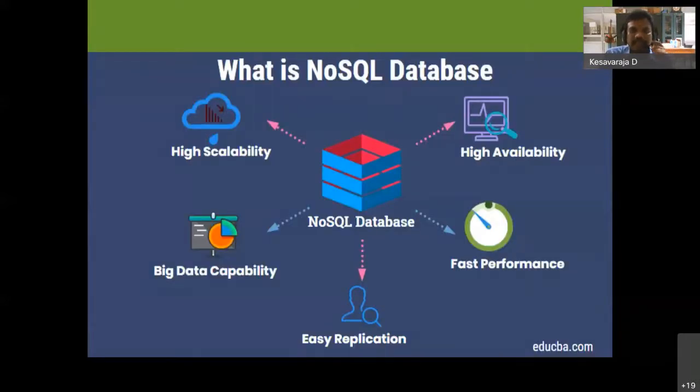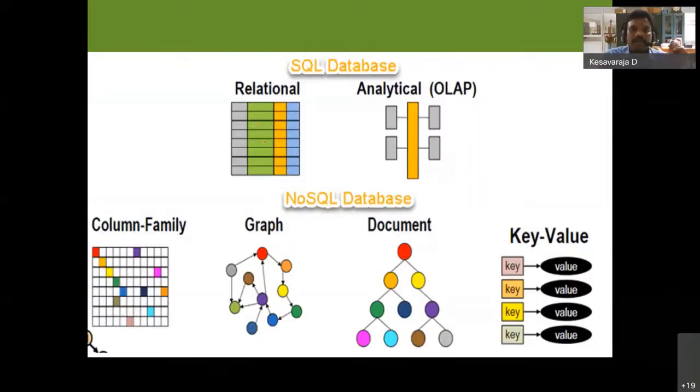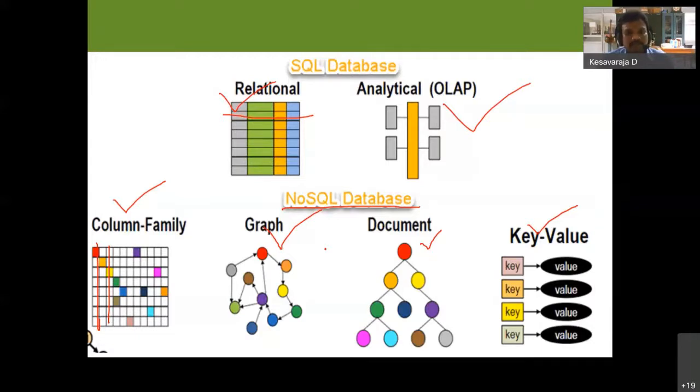So what is a not only SQL database? We choose it to provide high scalability, big data capability, easy replication, fast performance, and high availability. A normal SQL database is a relational database that uses analytical tools like OLAP. But in a NoSQL database, it's column family. Here it's a row-based approach; here it's a column-based approach, otherwise graph-based, otherwise document-based, otherwise key value type. So not only SQL databases are categorized into four types: the column family approach, that is HBase, the graph-based approach, the document-based approach, and the key value approach.